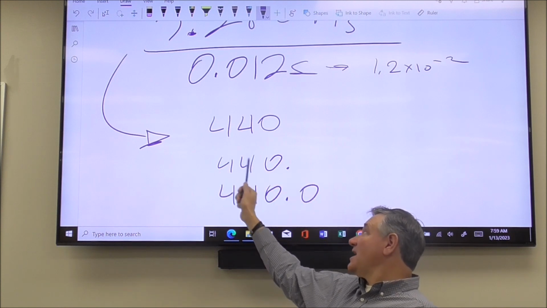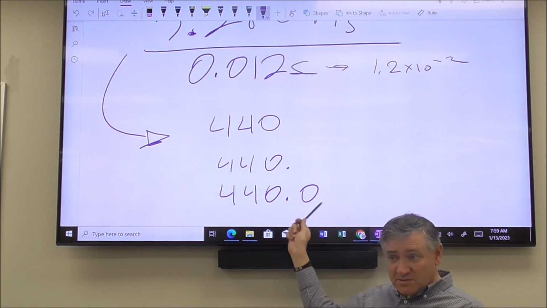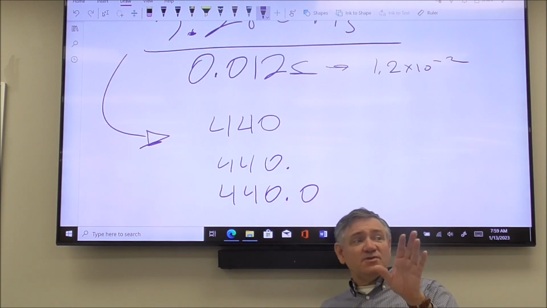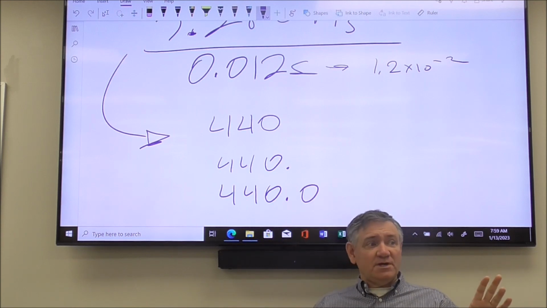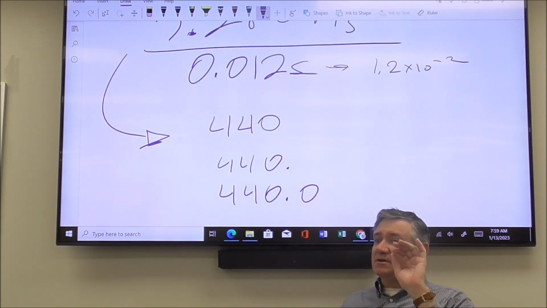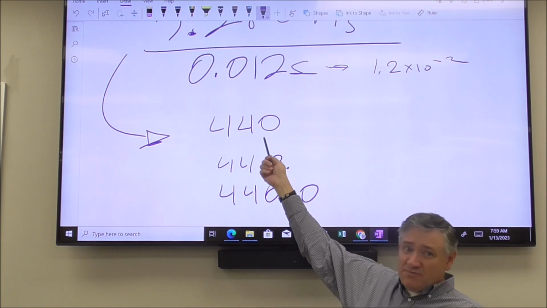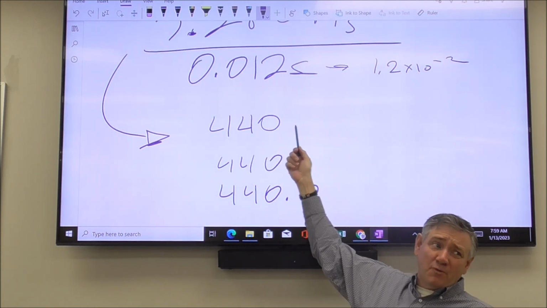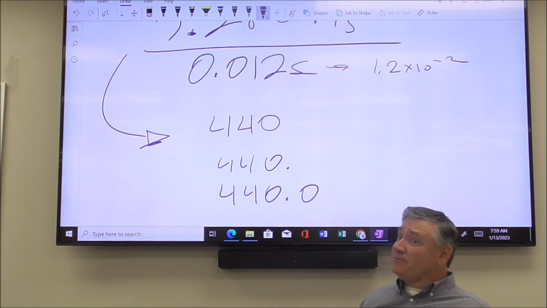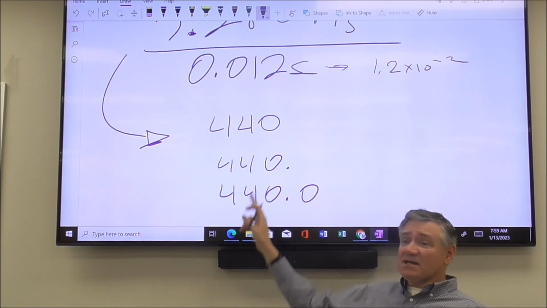So this is going to have 3 significant digits. This one's going to have 4 significant digits. So even though they're both 440, they convey completely different degrees of precision. This has 2, this is a ballpark. It's about 440. This, 440, okay? More precision.